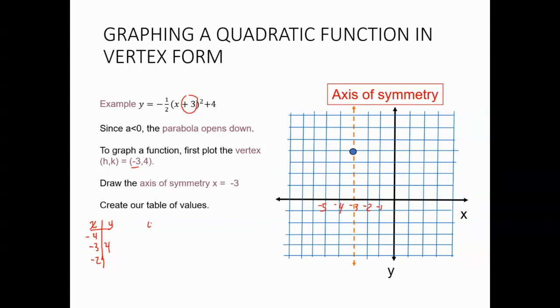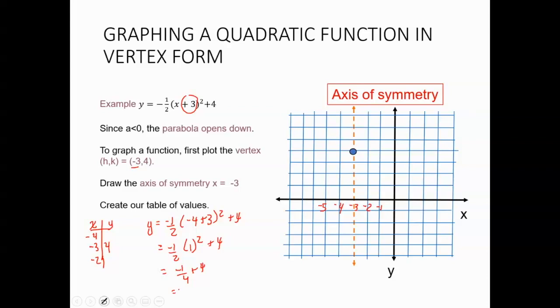But now I have to calculate. So I have negative 1/2 times negative 4 plus 3, squared, plus 4. That gives me 1 squared plus 4, so negative 1/2 plus 4, which gives me, oh, that's interesting. Is that supposed to happen? Something weird. What did I do? I think I might have written something out wrong.